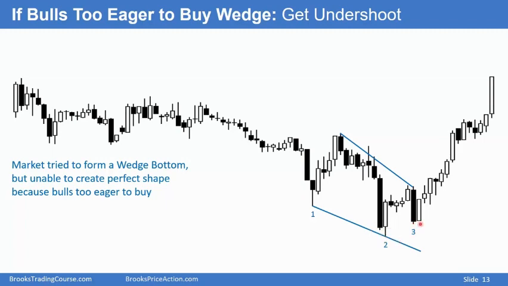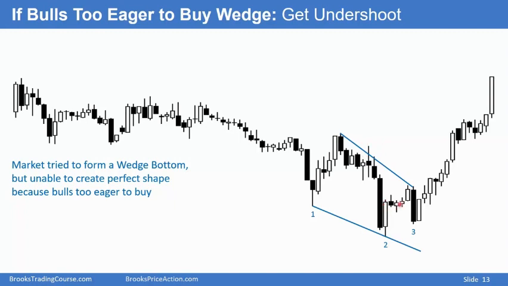But what happened here is this is an undershoot. The third push down did not fall below the second push down. In fact, it did not get anywhere near the trend line at the bottom of the wedge. However, the forces that form this pattern are the same as those for a wedge.